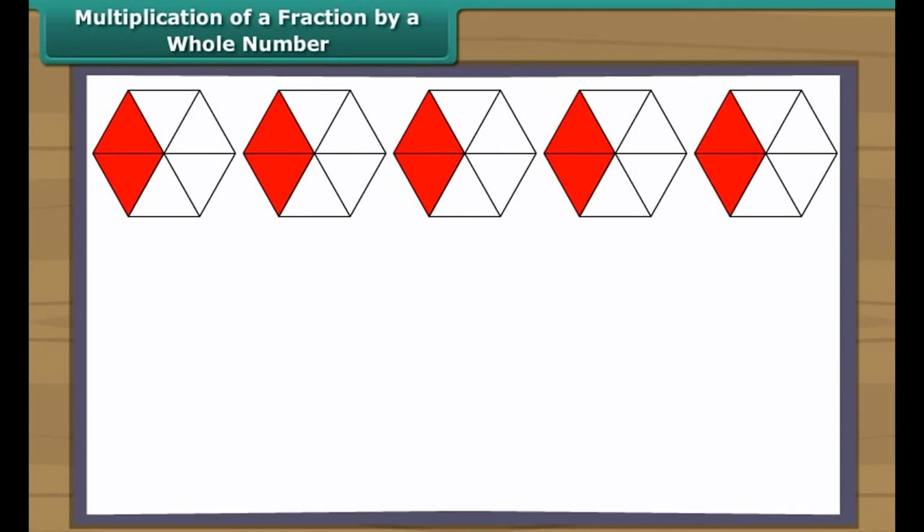Look at these hexagons and find out the total red-colored part. 2/6 of each hexagon is red-colored. Thus, in total, we have 10/6 part red colored. We can also find this by multiplying 5 with 2/6. Thus, to multiply a whole number with a proper or improper fraction, we multiply the whole number with the numerator of the fractions, keeping the denominator same.